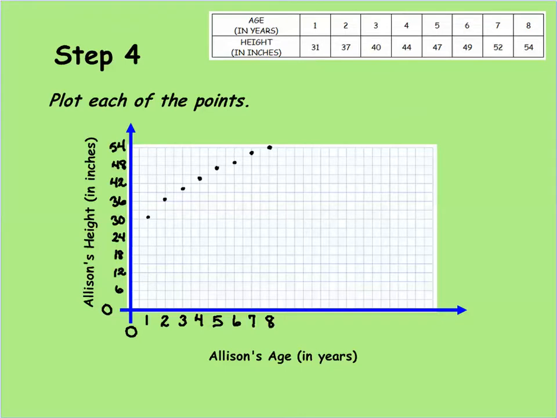With all of our data points on the graph, we can see there is a pattern. As Allison grew older, she grew taller. We would say that there is a positive relationship between Allison's age and her height.